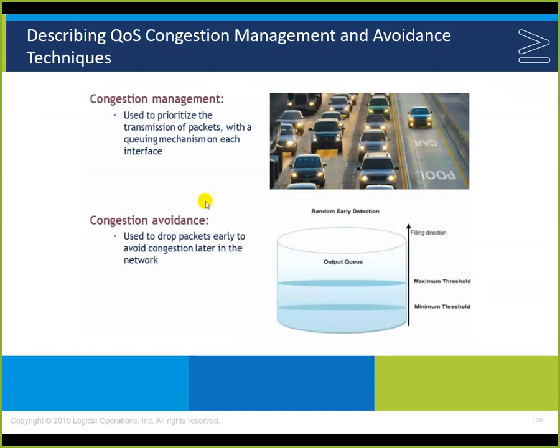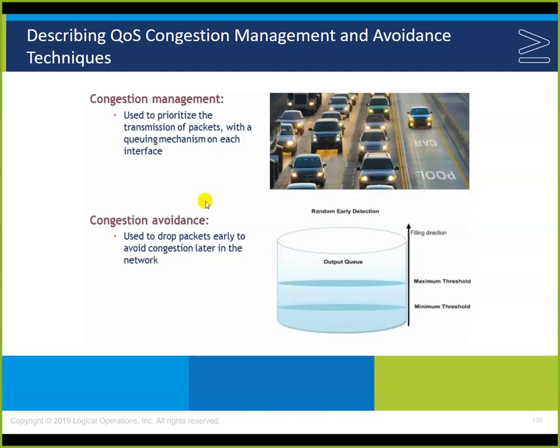Same image that we saw a little bit earlier, but what are we trying to do with these things? Congestion management, congestion avoidance. Congestion avoidance is used to drop packets to avoid congestion later in the network. And if we go back to the traffic example, the carpool lane, we have congestion management. We allow certain amounts of traffic or certain traffic classifications to use the carpool lanes, usually limited in how many we have.